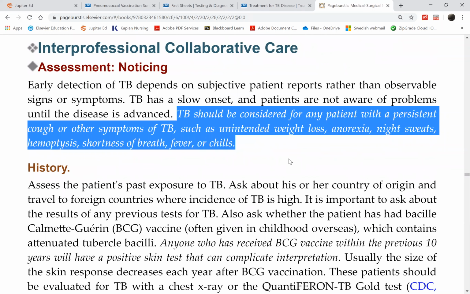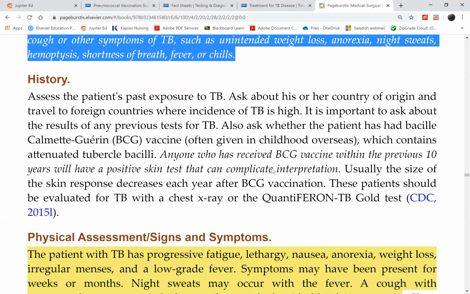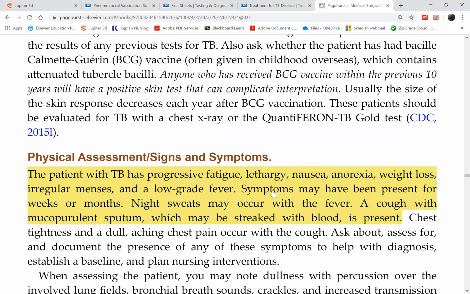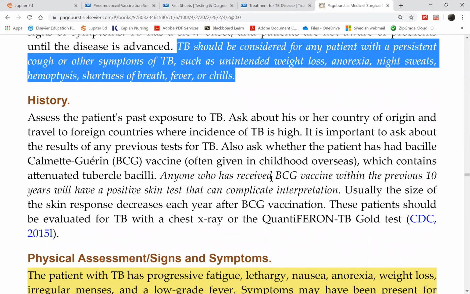TB should be considered for any patient with a persistent cough or other symptoms of TB, such as unintended weight loss, anorexia, night sweats, hemoptysis, shortness of breath, fever, or chills. Okay, very good. And that is repeated again right here under physical signs and symptoms, history.